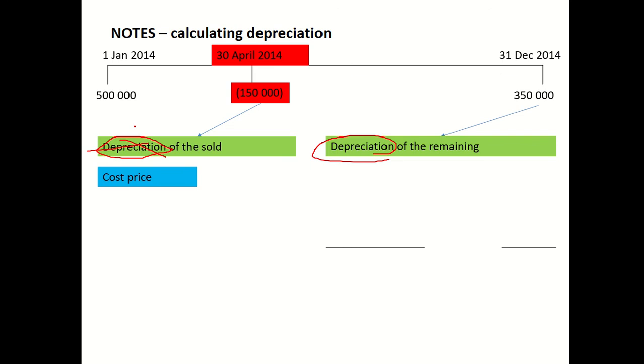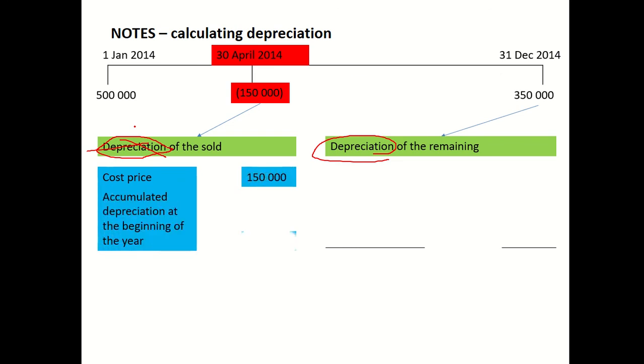Now the cost price of the asset sold is 150,000. Accumulated depreciation of the asset sold is 60,000. Cost price minus accumulated depreciation is the carrying value, which is 150,000 minus 60,000, and that will give you 90,000 rand.